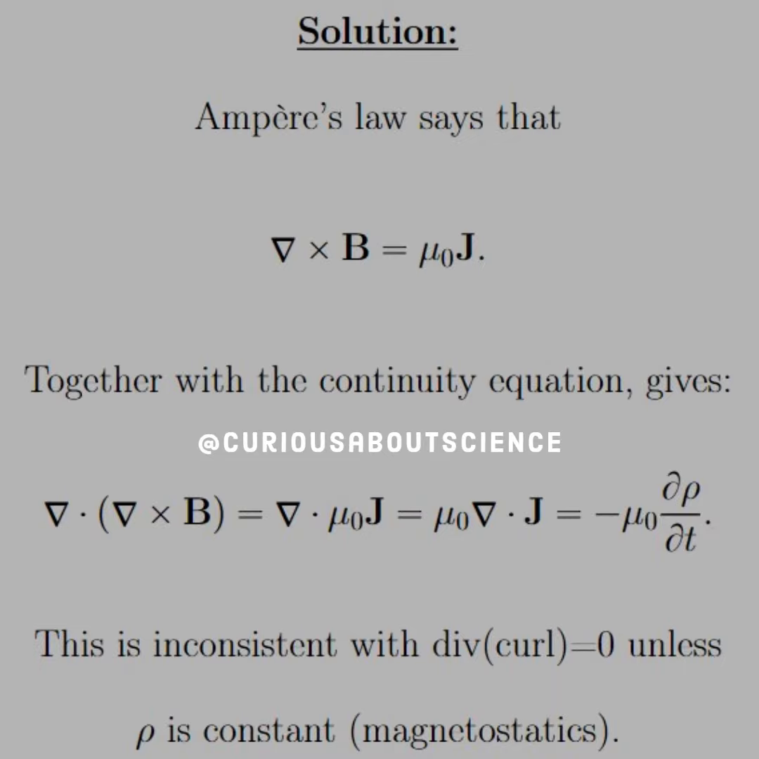But realize that in magnetostatics this is okay because rho is a constant. We said that the movement of charge, the current of charge, is steady, so it's not varying in time. Since it's steady, the partial with respect to time goes to zero, and it's okay to work here. But in general, this shows that it can't work unless rho is steady.